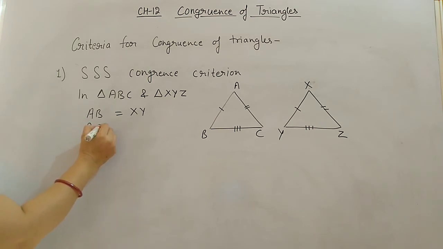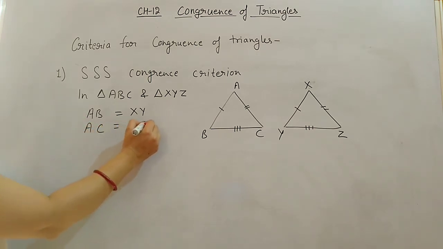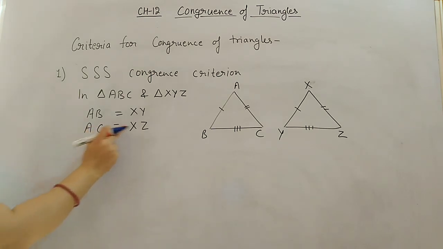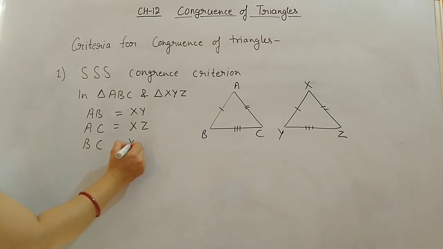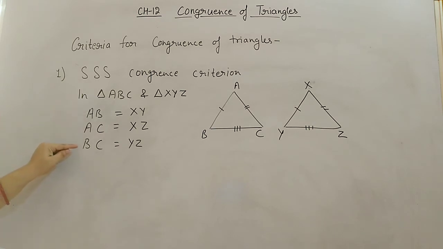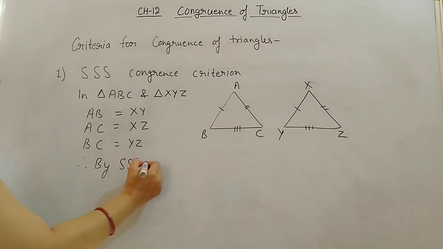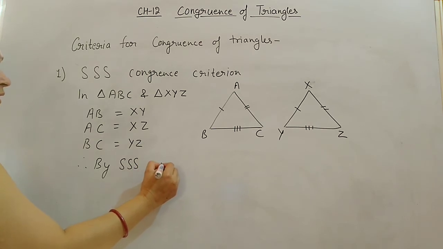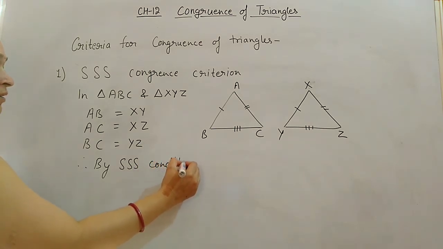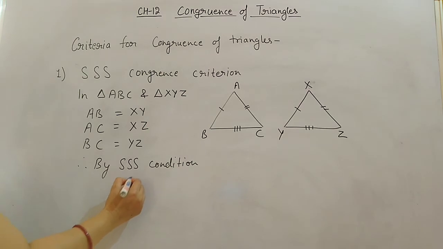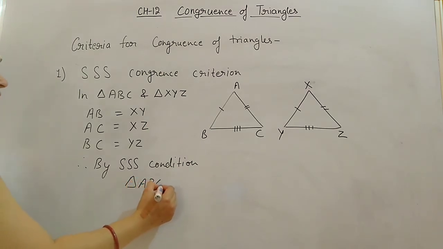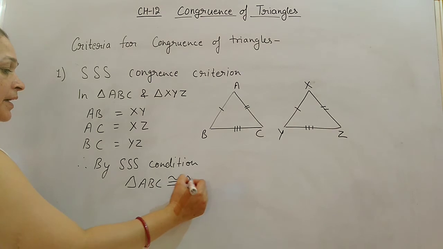Then EC is having 2 marks and XZ is also having 2 marks. So EC is equal to XZ, and BC is equal to YZ. Both are having 3 markings. So it means all the three conditions are fulfilled, all the three sides are equal. So we can write, therefore, by SSS condition or axiom or criteria, any word you can use, triangle ABC is congruent to triangle XYZ.